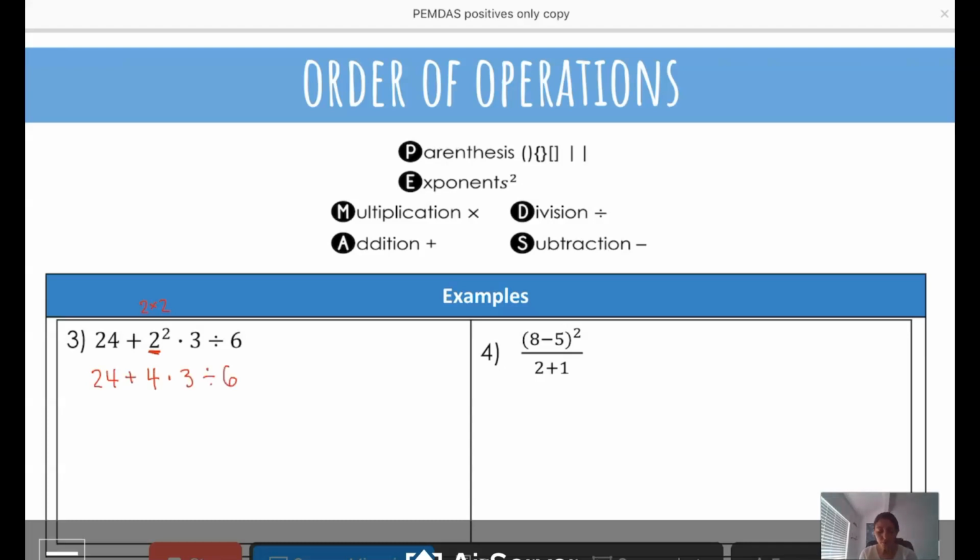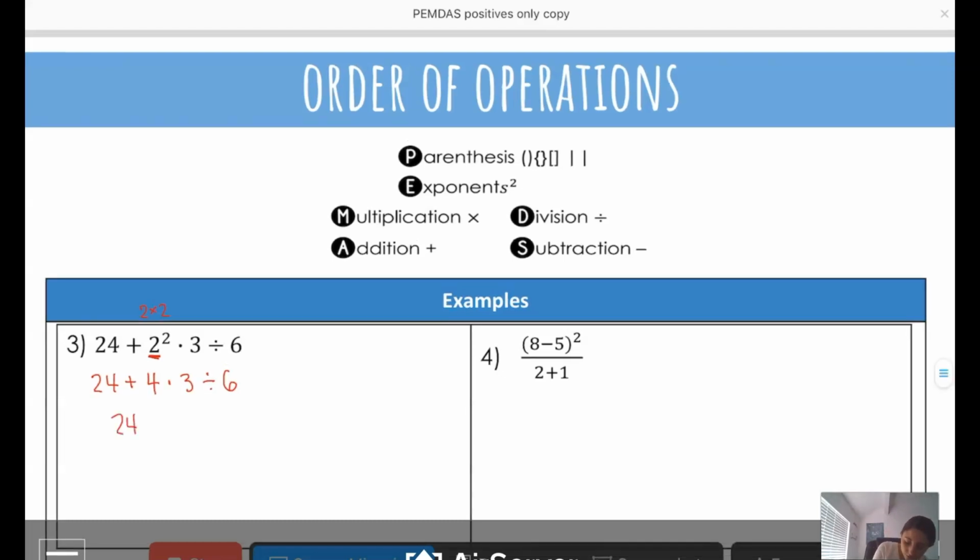Now I look at multiplication and division. There is multiplication and division, so I'm going to do it left to right. In this problem, multiplication appears first, so I'm going to multiply before I divide. So I have my 4 times 3, which is 12, and I'm going to bring down my divide by 6.